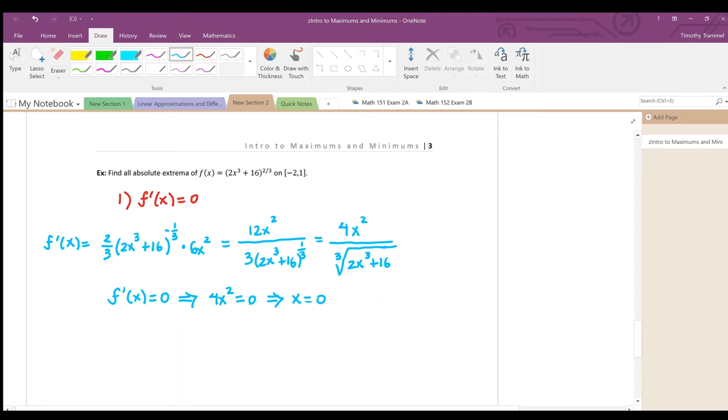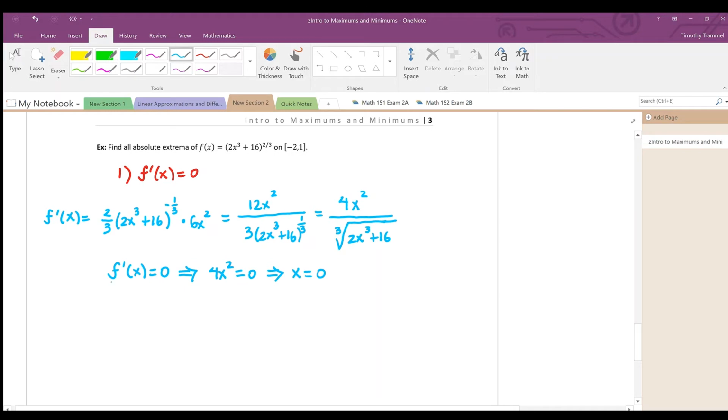And one thing that we need to do with every single one of our critical points is plug them back into the original function. Because in the end, we're going to compare all these and see which y values are the largest, which ones are the smallest. Let's just put this right here. F of 0 is equal to 16 to the 2/3. So there's one of our options. Let's star it.